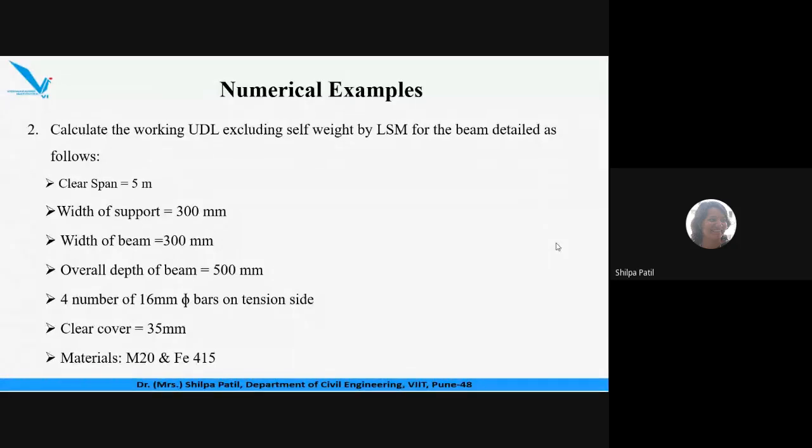Clear span is equal to 5 meter. Width of support is 300 mm. Width of beam is 300 mm. Overall depth of beam is 500 mm. 4 numbers of 16 mm diameter bars on the tension side. So it is a singly reinforced beam. Clear cover 35 mm and materials used are M20 and Fe415.